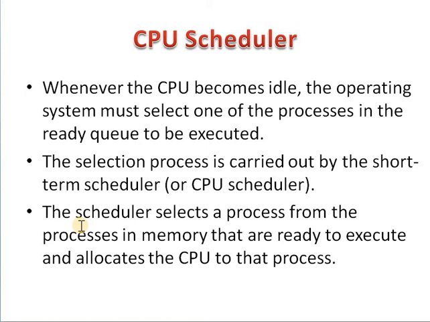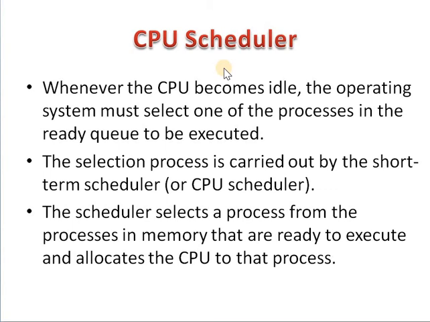The function of the CPU scheduler is that it selects one process from the ready queue in memory and allocates the CPU to that process. What is the function of the scheduler? The scheduler selects a process from the processes in memory that are ready to execute and allocates the CPU to that process. The scheduler selects a process from the ready queue and the CPU is allocated to that process. This is the CPU scheduler.